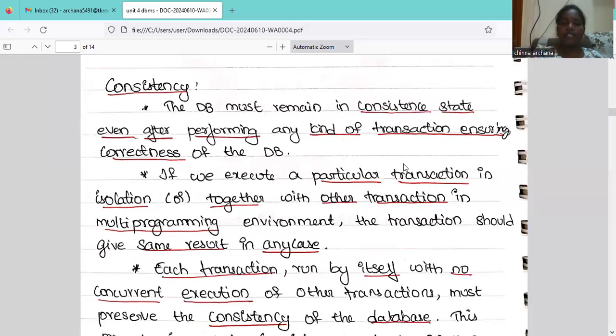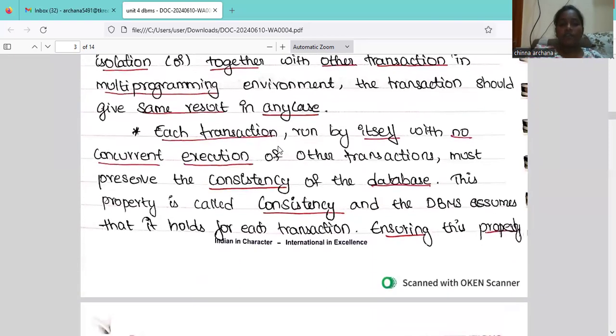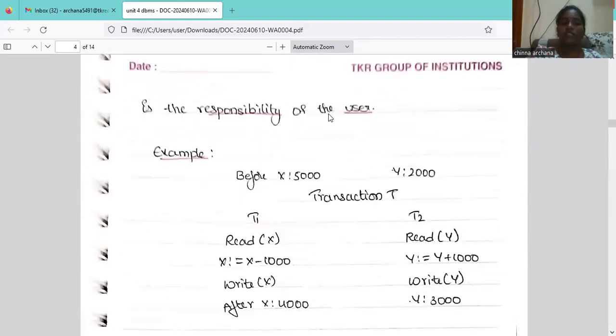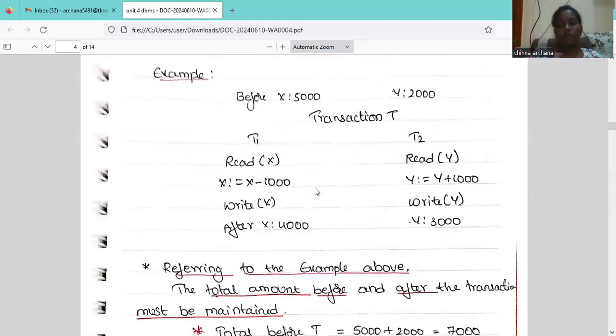Now next is: each transaction run by itself, with no concurrent execution of other transactions, must preserve the consistency of the database. Whether it is concurrent execution or any other kind of execution, we should still maintain the consistency in the database. This property we call consistency. And the user is responsible for this consistency property.